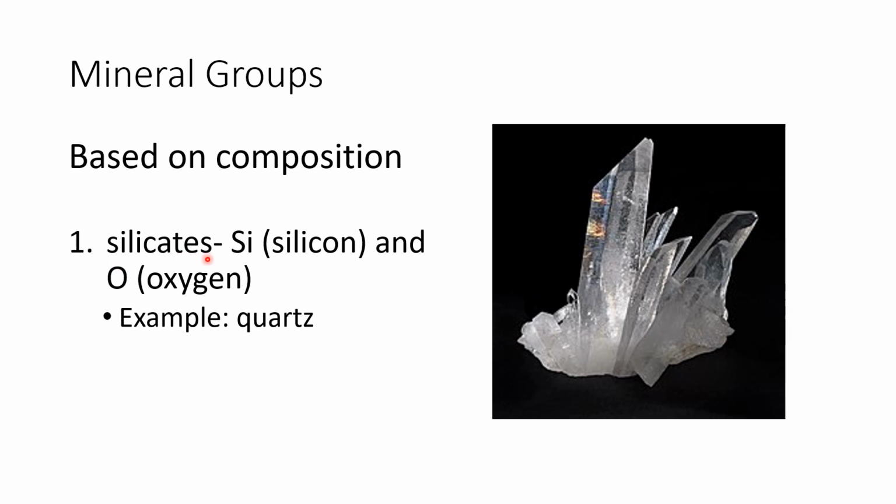First is the silicates. This is the most common mineral that you'll find on Earth. Silicates have silicon and oxygen in them. An example we have here, this is quartz, and quartz is the 2nd most abundant mineral found on Earth.